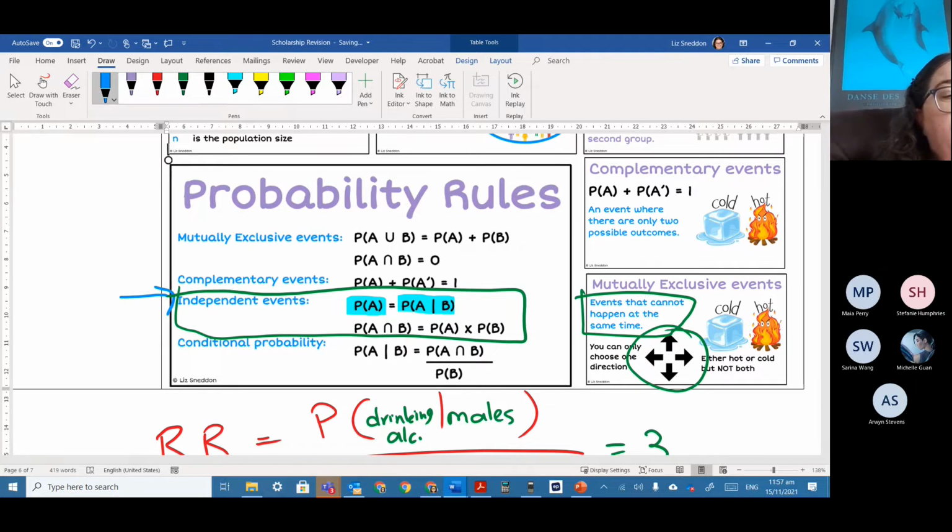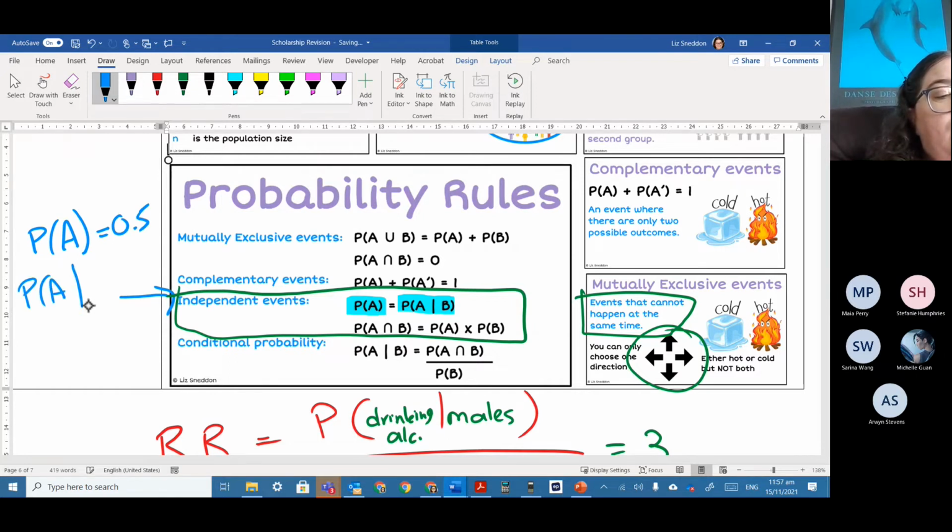And so if I told you the probability of A, of having toast, is 0.5, and the probability of having toast, knowing that my child is going to have toast, is 0.3, then in order to be independent, those two things must be equivalent. And because this probability does not equal that probability, they would not be independent.